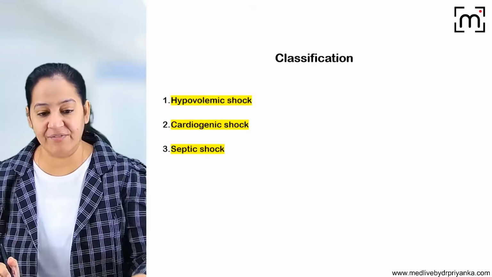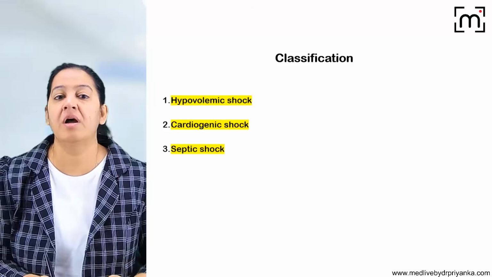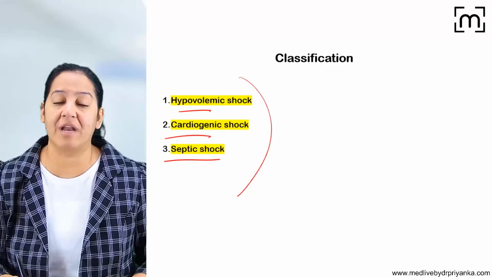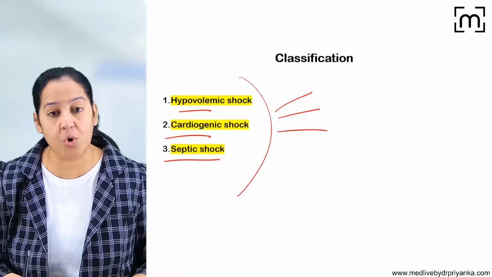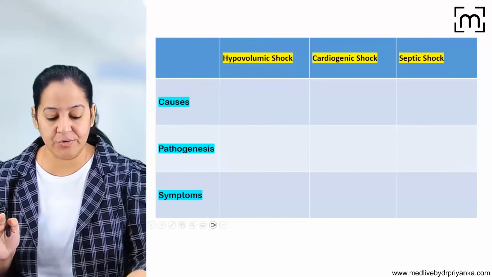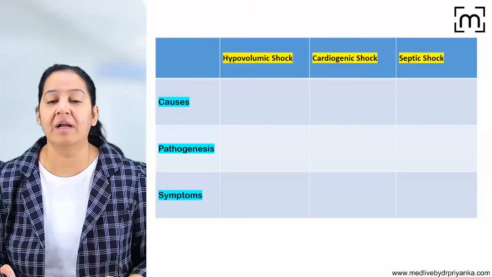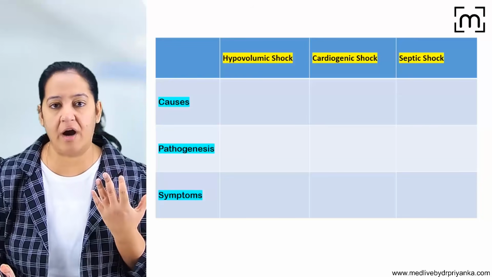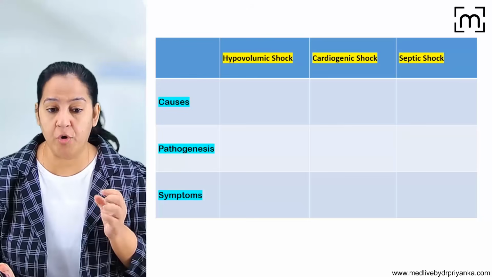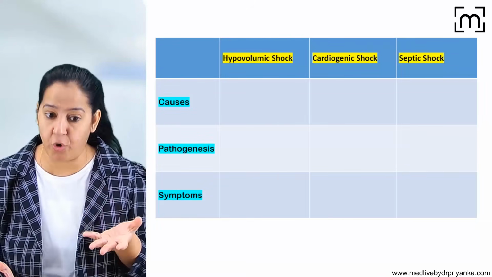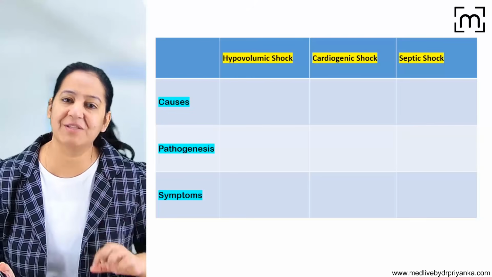After that, coming to the classification of shock, there are three important shocks: hypovolemic shock, cardiogenic shock, and septic shock. Now for each of them, you have to tell me the introduction, pathogenesis, causes, and symptoms. So let's start the first type. I request all my dear students to make this comparative table with me. If you are reading from the soft copy, please take out your notebook and pen and make this table with me. And if you have my book, the hard copy, this table is already provided to you.